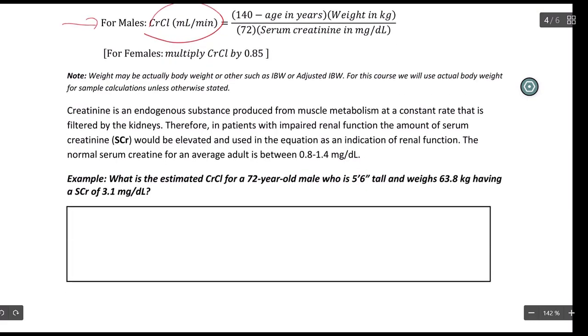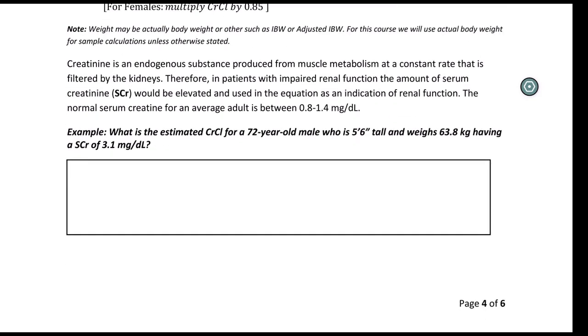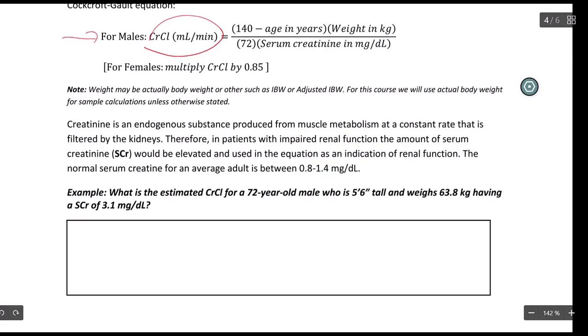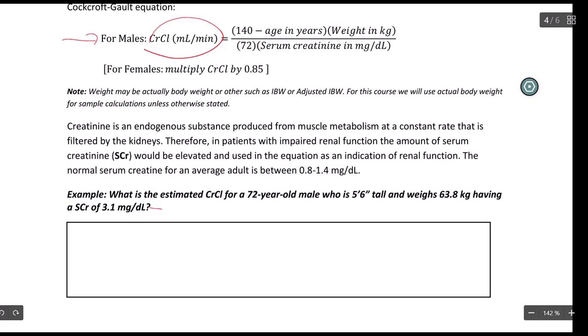So what is the estimated creatinine clearance? 72-year-old male. We had a height, and we have weight, and we have a known serum creatinine. So plug it into the formula. The creatinine clearance would be equal to 140 minus the age, this person's 72, times their weight in kilograms, 63.8. It's going to be divided by 72 times the serum creatinine in milligrams per deciliter. It's already given to us in milligrams per deciliter, so 3.1.